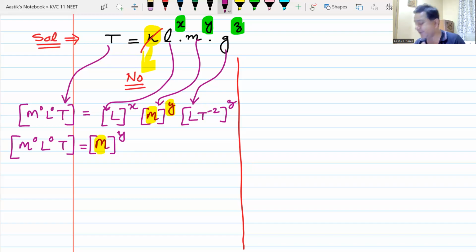Yes, sir. Okay, m is raised to the power of y. Now let us look at the next term. Let me color it pink. Now what is the power of L on the right hand side? We have got two L's here. L is raised to the power x, and then it is also raised to the power z. Both are multiplied. So ultimately it will become L raised to the power x plus z.